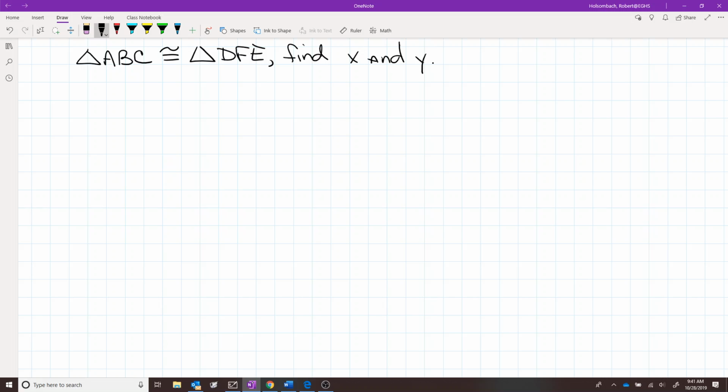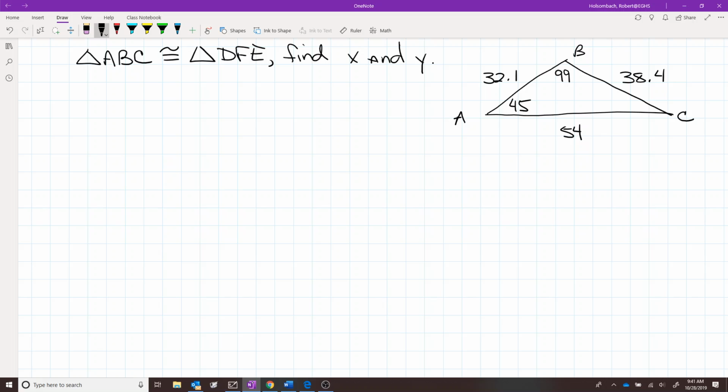So here are your triangles. This is triangle ABC. You're given that side AB is 32.1, side BC is 38.4, AC is 54, angle B is 99, A is 45, and C is 36.